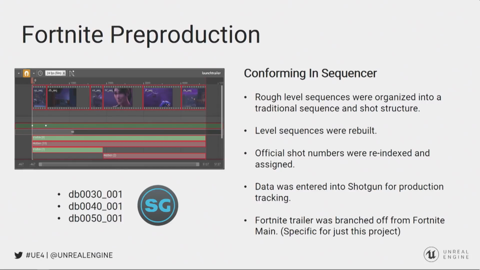So all of these rough level sequences that we had built during the fast and quick mocap stage, all of that now had to be reviewed, and it had to be conformed and rebuilt so that all of the level sequences were proper. We had proper naming conventions and so forth, and all that data had to be entered into Shotgun to be tracked. It was at this point that the cinematic trailer branched off of the Fortnite main project. It was originally tied in with all of the Fortnite main in Perforce, so we created a separate branch, and it was going to be, let's start working on this individually.